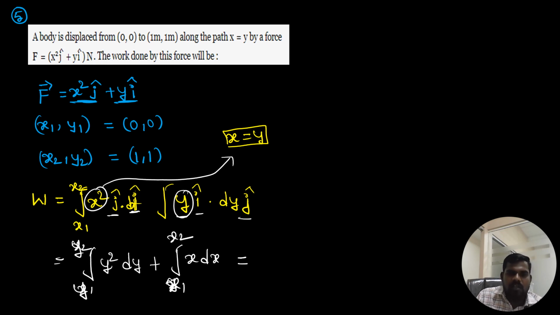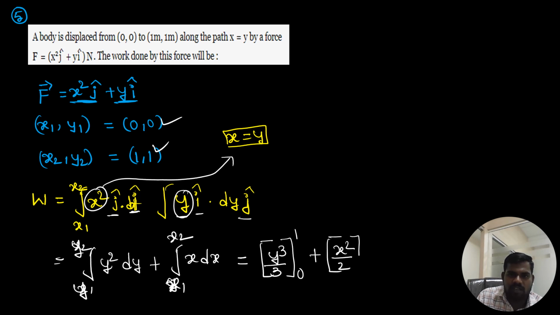That is equal to y square, which is nothing but y cube by 3 integration, limits are y values 0 comma 1, both are the same in this case, plus x square by 2 for integration of x, again limits are the same, 0 to 1. That is equal to 1 by 3 in this case, here you will get 1 by 2, that is equal to 5 by 6 joule. Work done is equal to 5 by 6.